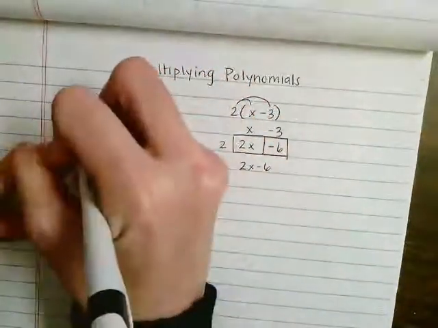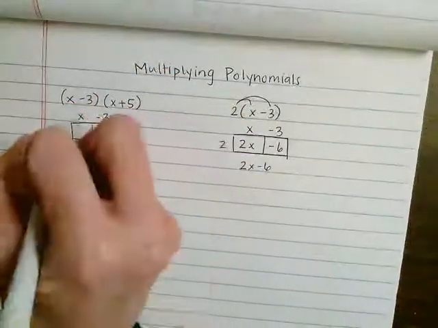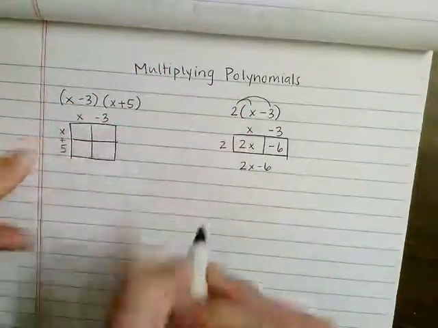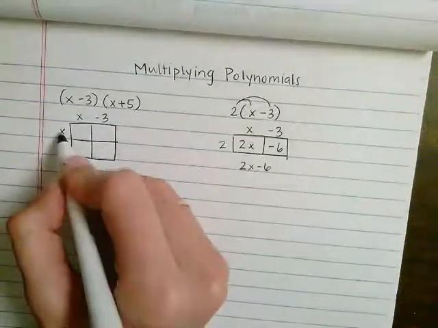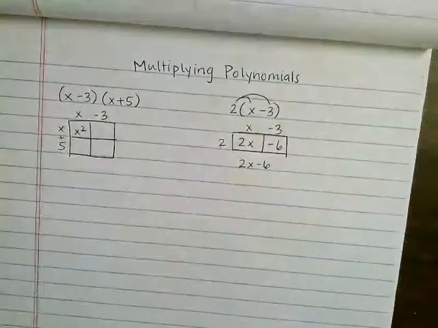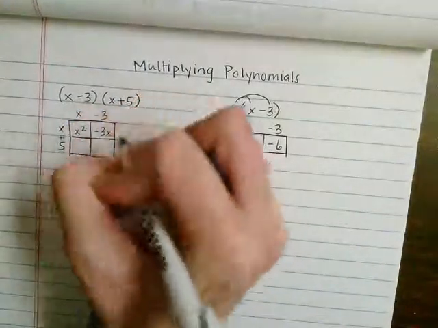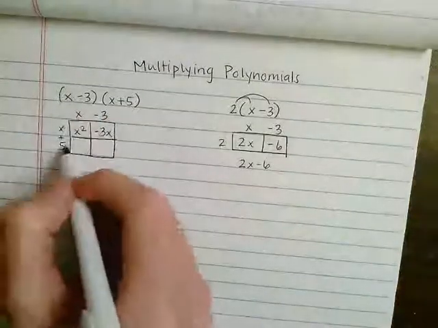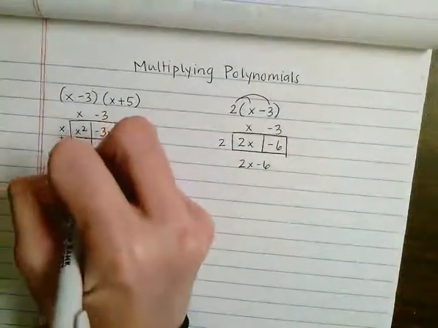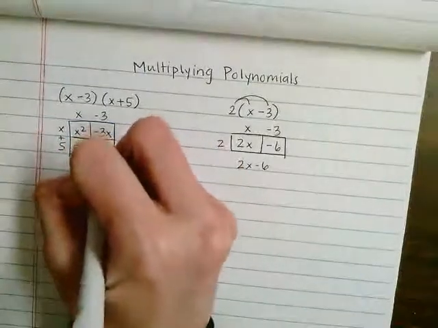And you're going to have x minus 3, but instead of just 2, you're going to have x plus 5. Okay, so then you're going to say x times x is x squared. X times negative 3 is negative 3x. X times 5 is 5x. And then 5 times negative 3 is negative 15.